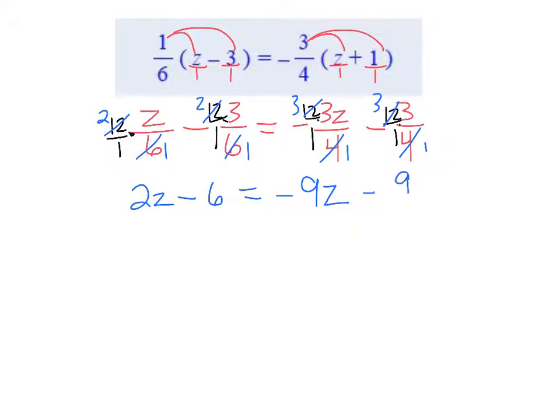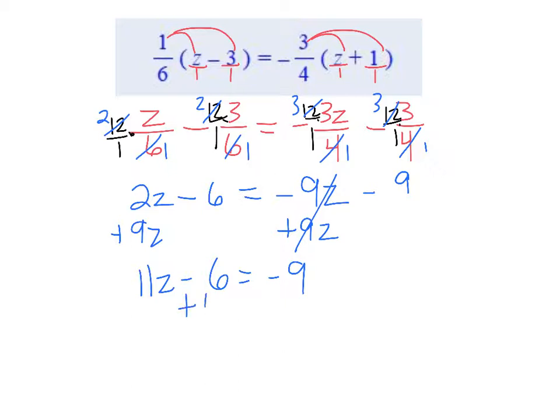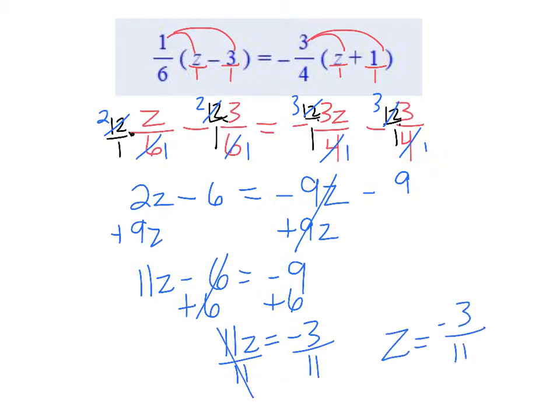And now I'm at that point where I'm more comfortable. There are no fractions. It's easier to work with. I'm just getting my z's on one side. I'm going to choose to move the 9z to keep everything nice and positive. That's an 11z minus 6 equals negative 9. Z's went to the left, so my numbers will go right. Going to add the 6 so it will cancel. 11z equals negative 3. Divide by 11. No reducing on that one. And that's your final answer.